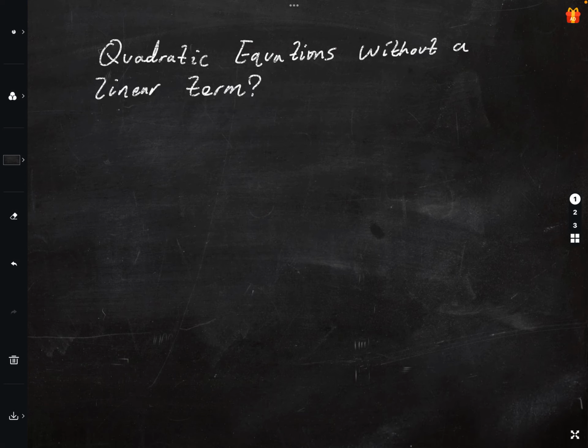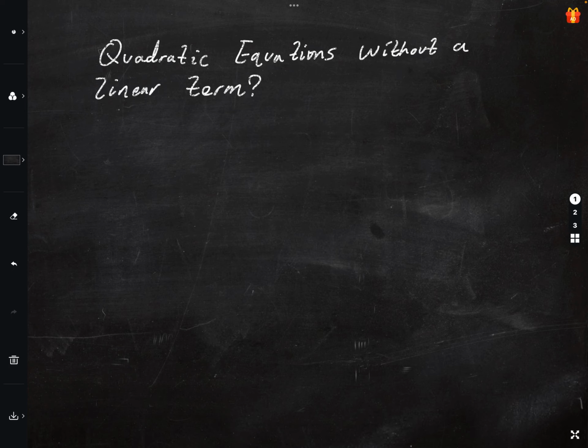Okay, so hi everybody. In this episode, we are going to go over how to solve quadratic equations without a linear term. Now, quadratic equations without a linear term usually means that we have a quadratic term, we have a constant, but we don't have a linear term.